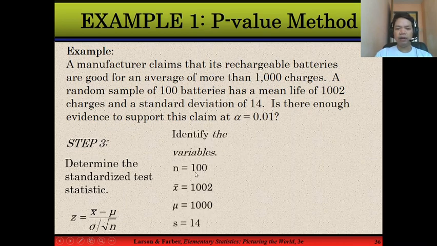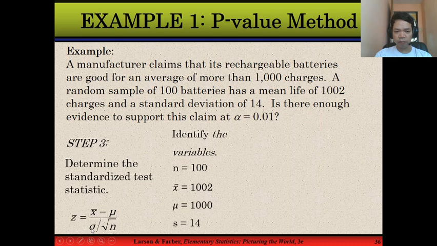Okay, so yung aking sample, yung n ay 100. Yung sample mean natin, di ba? Yung mean ng 100 batteries na yon ay 1,002. Yung population mean natin ay nandun sa percentage, 1,000. At yung standard deviation natin is 14. Andito siya. Sample standard deviation, 14. So now, after completing all those variables, substitution lang.